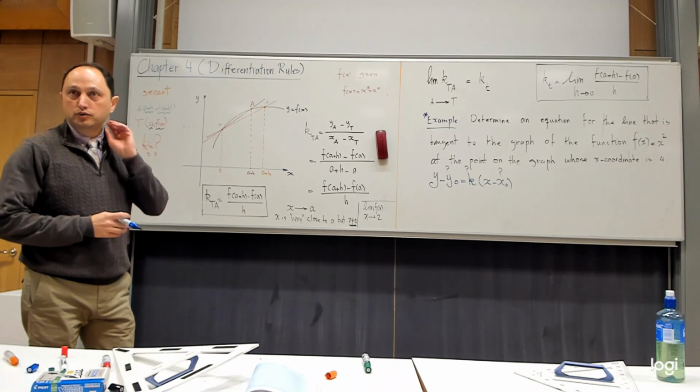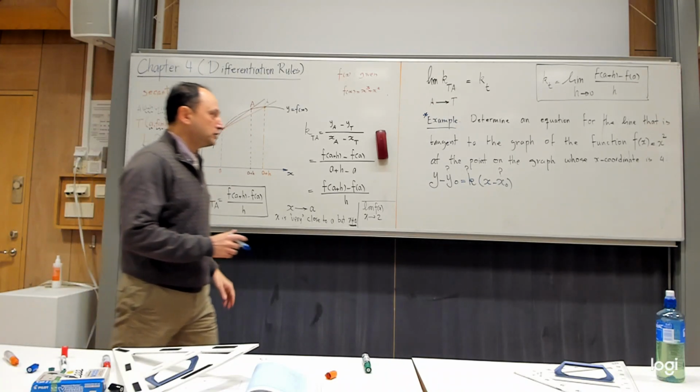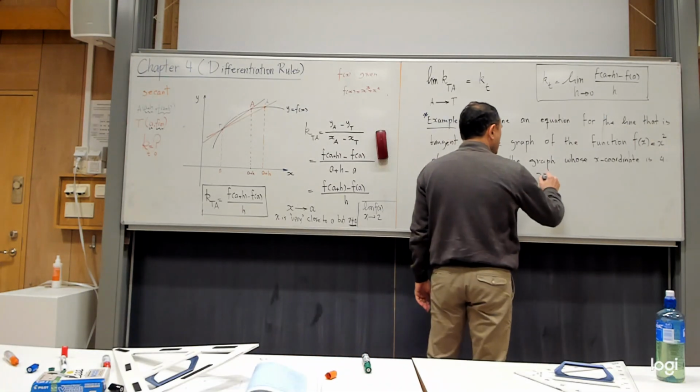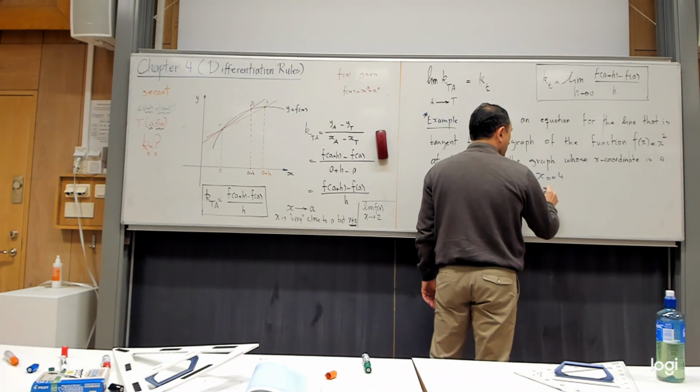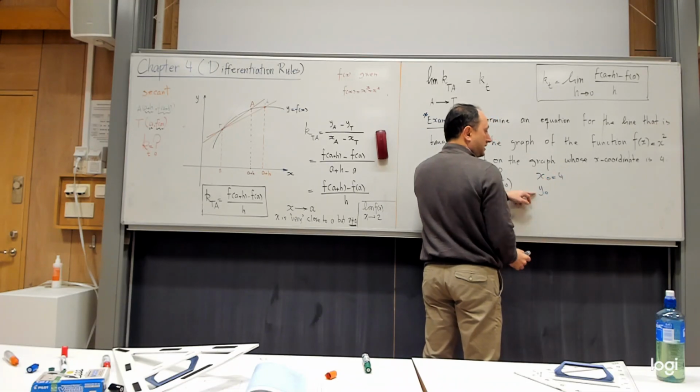Yes? What is x node? By reading the problem, it is 4. So x node is 4. But what is y node? Y node is the y value of the point of tangency.